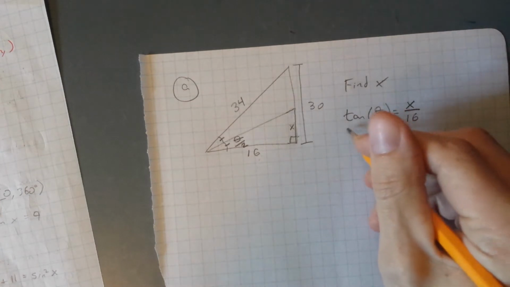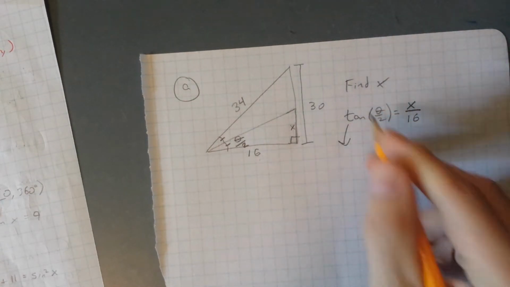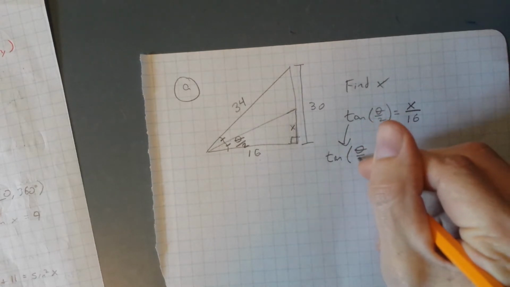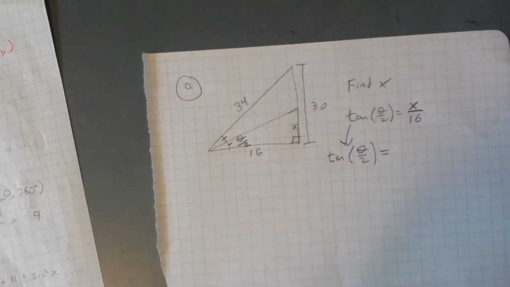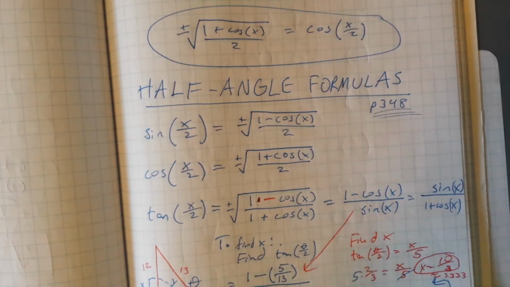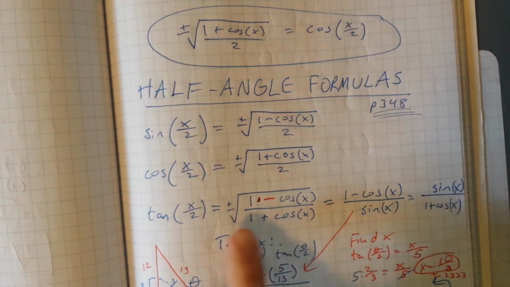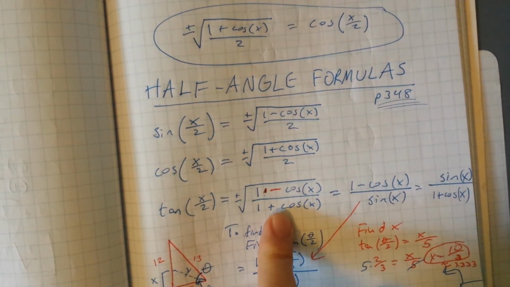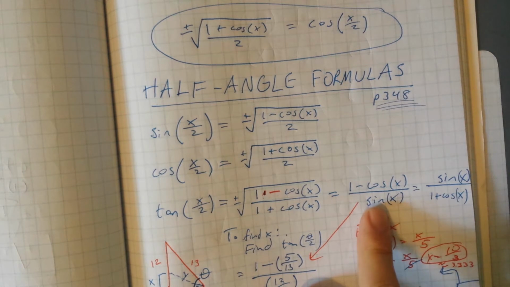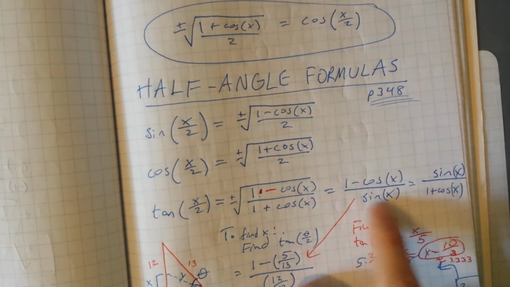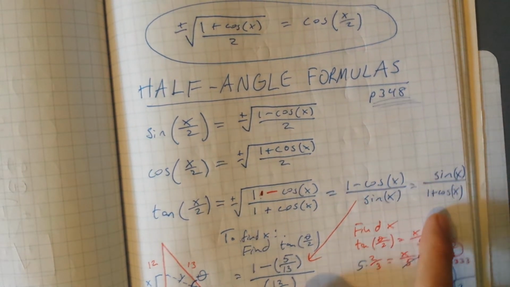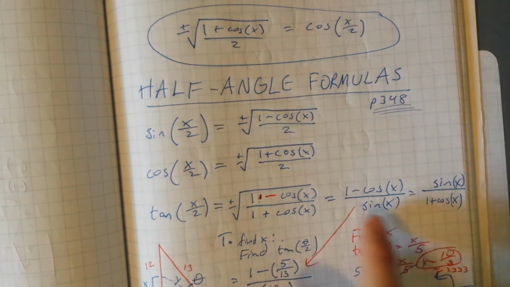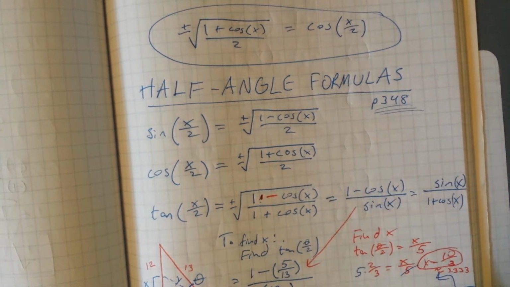How does that help us? Well, recall there's a formula for tangent of theta over 2. That formula is this. So we have three options here. This one, with a large square root and a plus or minus. This one, that looks a lot simpler, but we need to know both cosine and sine. And this one that's almost exactly the same. Now, because I'm going to be able to find both cosine and sine of the original angle from the big triangle, I'm going to use this middle formula right here.